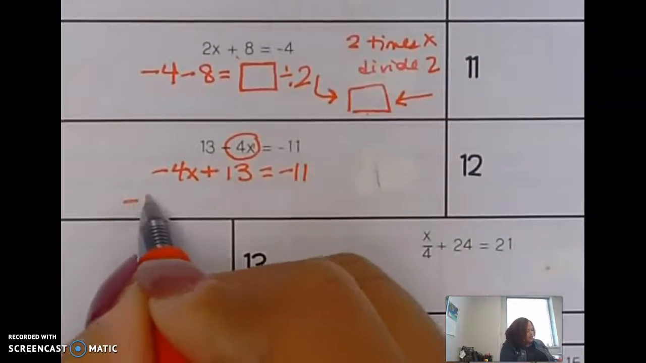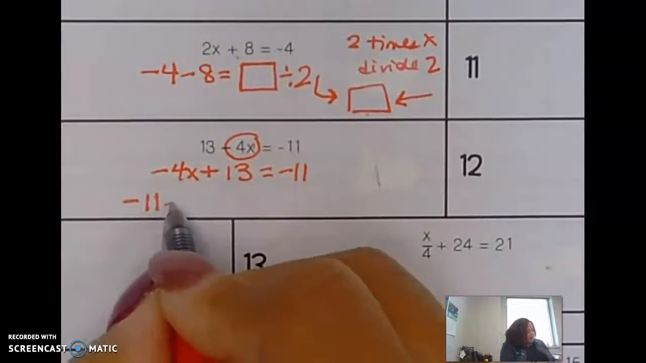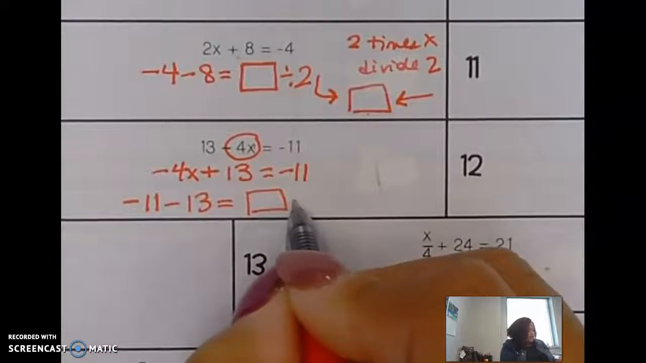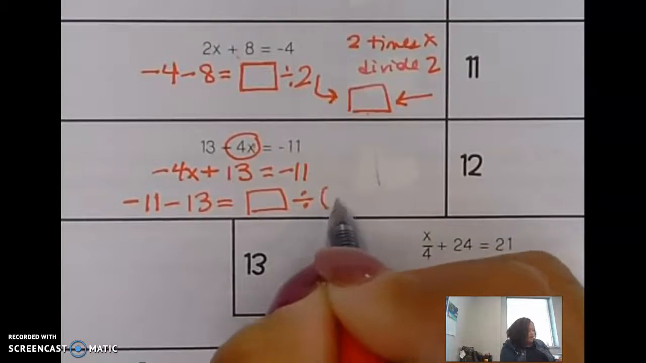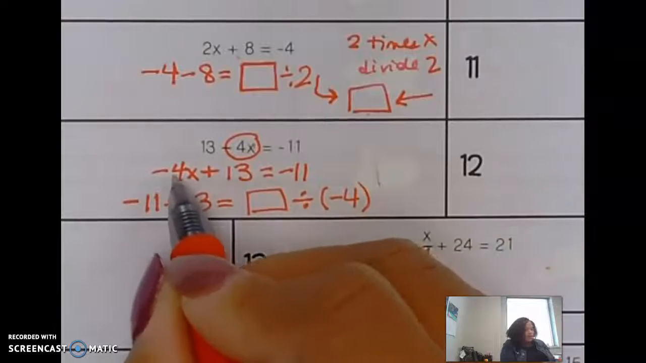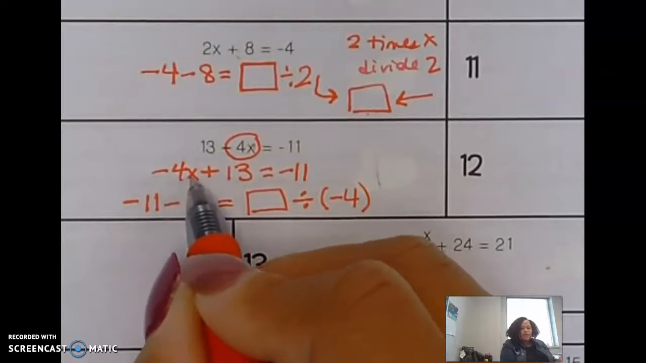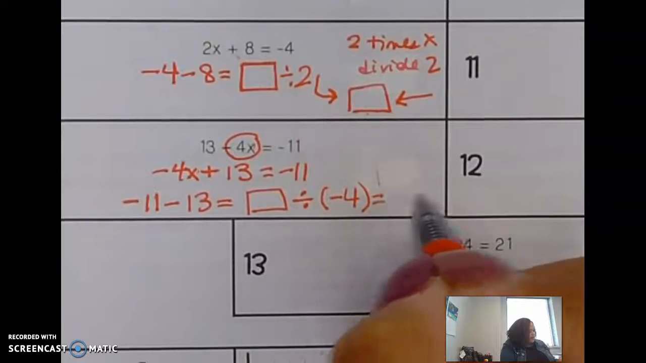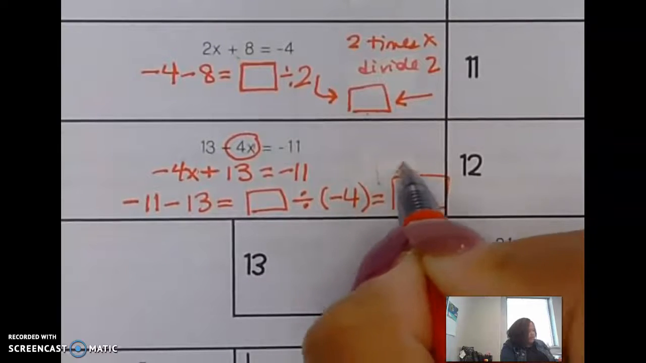I'm going to do negative 11 minus 13 equals something. Then my something will get divided by negative 4, because I'm going to undo the negative 4 times x by dividing by negative 4. And then I will get my answer.